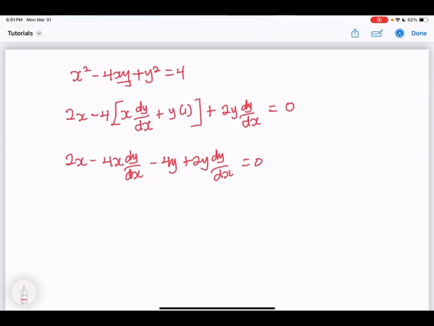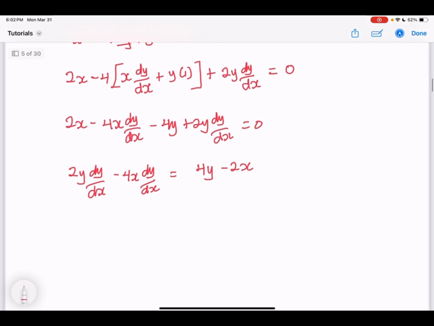So here let's group like terms. So those terms with dy/dx should stand on one side, and the terms without dy/dx should go on the other side. So we are going to have 2y dy/dx minus 4x dy/dx is equal to 4y minus 2x. Now let's factorize dy/dx out on the left hand side. That will give us dy/dx into bracket 2y minus 4x is equal to 4y minus 2x.